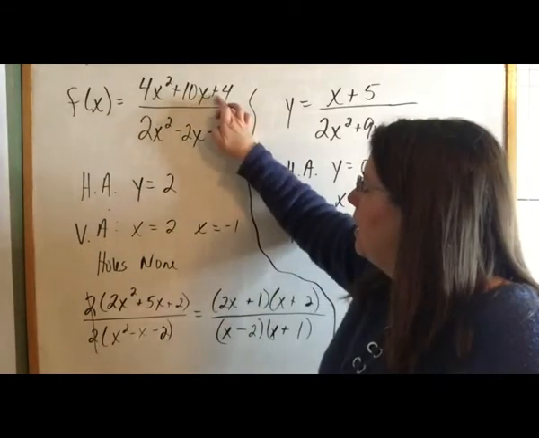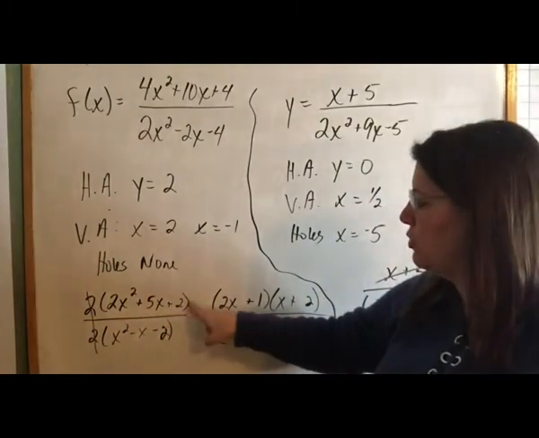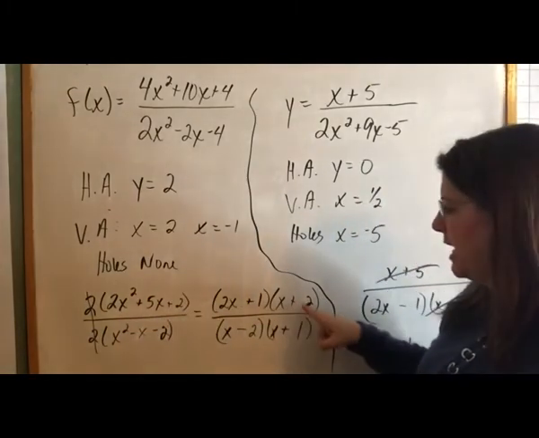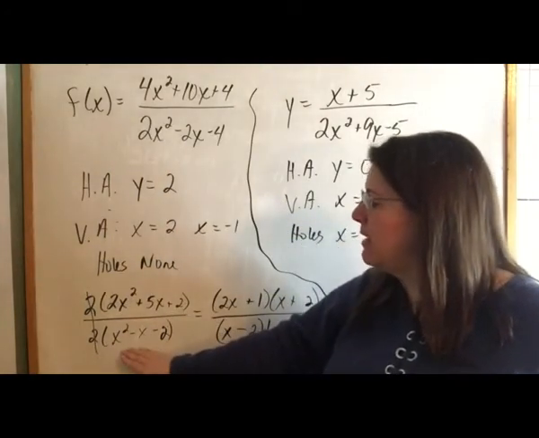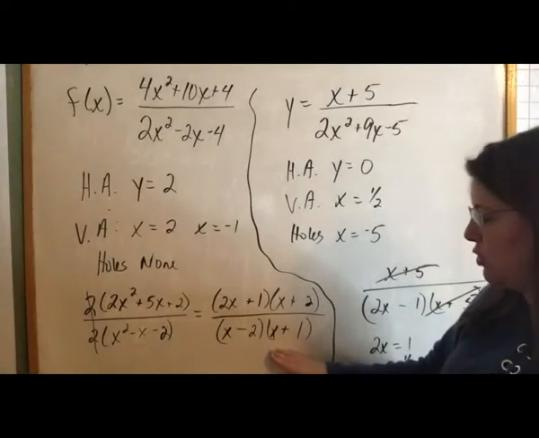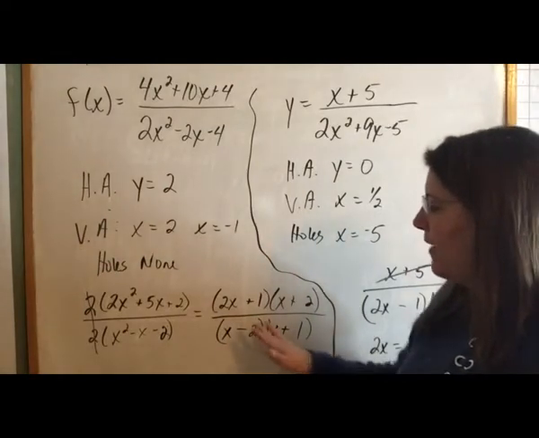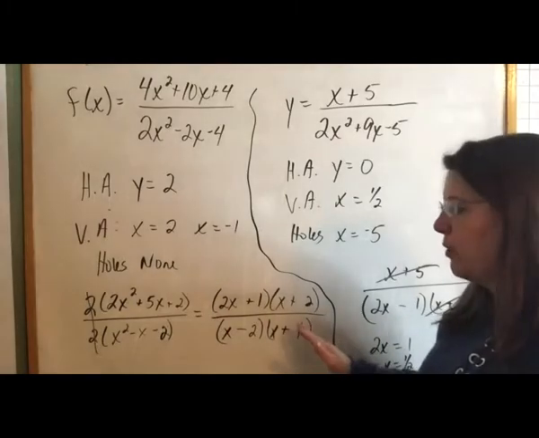The next thing I did was I factored both of those. On the top, a 2 came out, leaving me with 2x squared plus 5x plus 2, and that factored to 2x plus 1 and x plus 2. On the bottom, a 2 came out, leaving me with x squared minus x minus 2, and then that factored to x minus 2 and x plus 1. So it all factored nicely, but if you look at this, there are no factors that will cancel out.